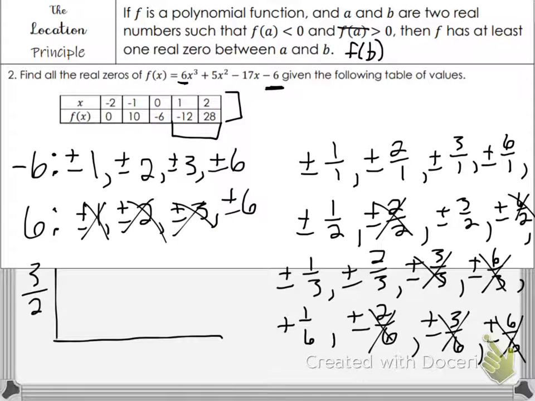What are the coefficients of my function? 6, 5, negative 6. How do I know if this is going to be a factor or not? I get a remainder of 0, right? So, bring down your 6. What do I do with that 6? Multiply by 3 over 2. What's 3 over 2 times 6? 9.